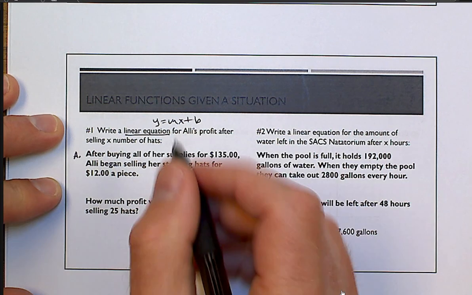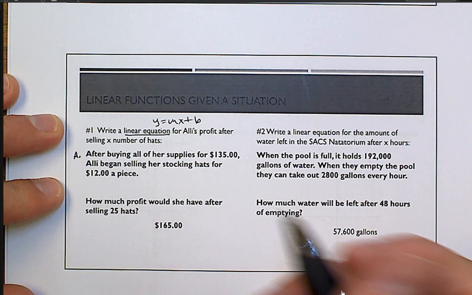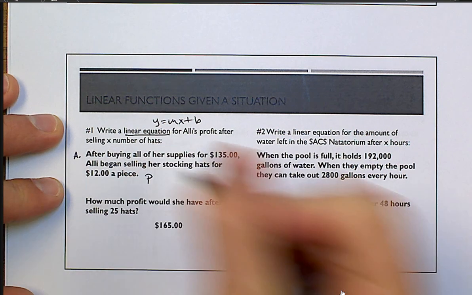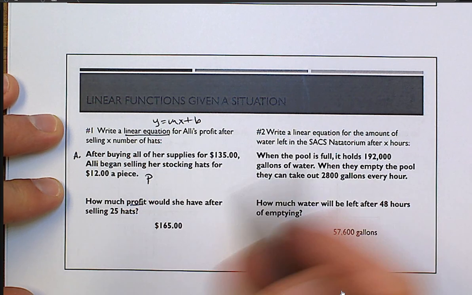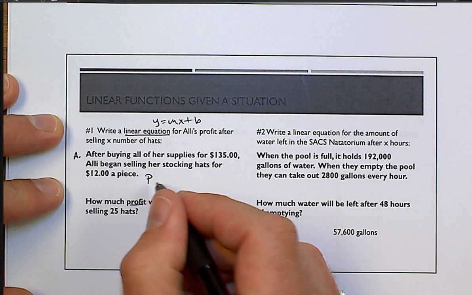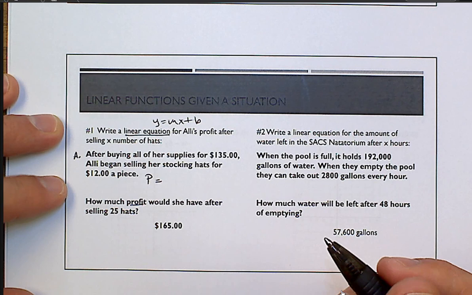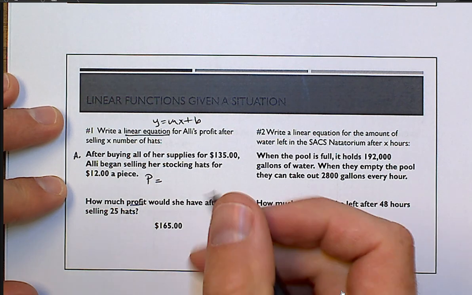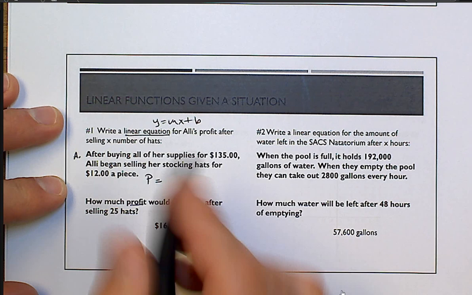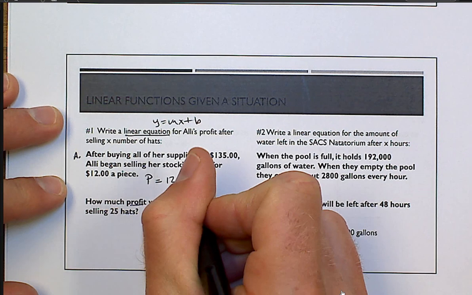For me, I'm going to use P for profit because it says how much profit. So instead of y equals mx plus b, since I have real world context here, I'm going to use P for profit. And how is she creating a profit? She's selling them for $12 per hat. So I'm going to use H for hat, so 12H.